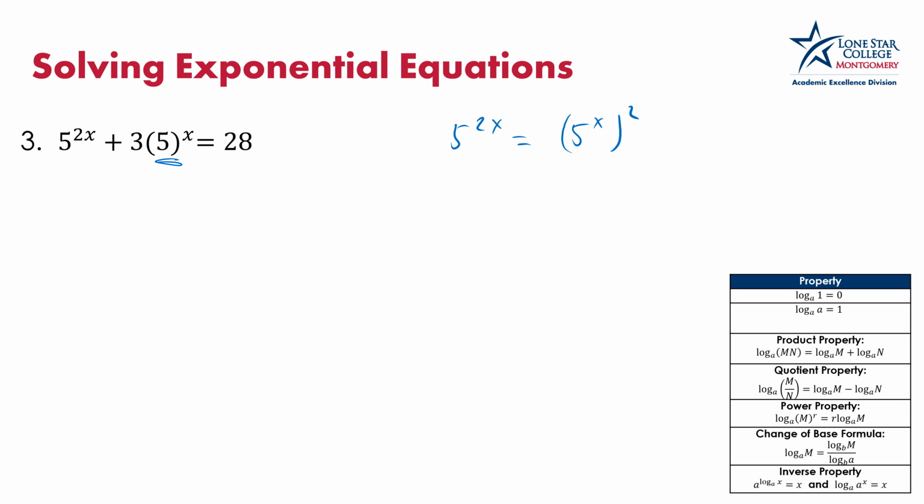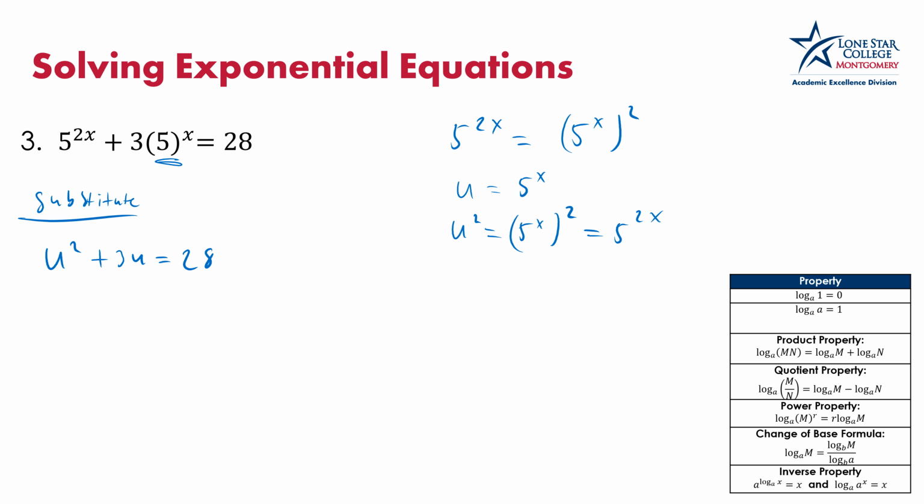So what we can do is let some term, let's call it u, be 5 to the x, because from there we can say u squared will be 5 to the x raised to the second power, which we all know is going to be 5 to the 2x. So now when we substitute u into our equation, we're going to have u squared plus 3u equals 28. This should be familiar because this is a quadratic equation, which we know how to solve.